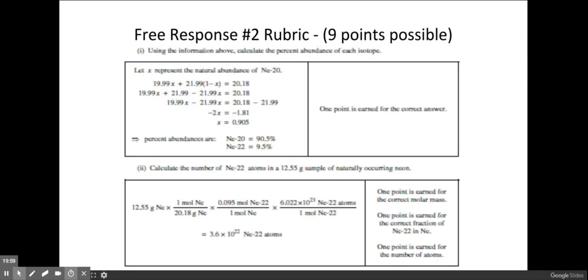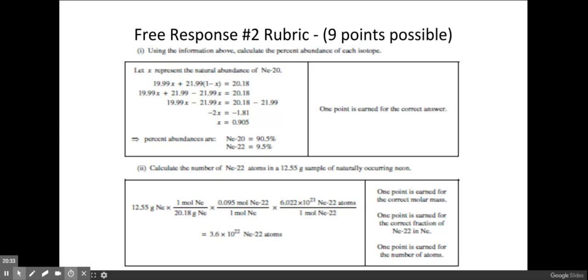Okay, so hopefully you can read this. If not, maybe the teacher can zoom in a little bit or rewrite it someplace else. These are calculations that you should have done before. In the first question, we only get 1 point for doing this correctly. So here we're going to let X represent the abundance of neon-20. It could be neon-22. It doesn't matter which one you assign X, as long as the abundance of the other isotope is 1 minus X.